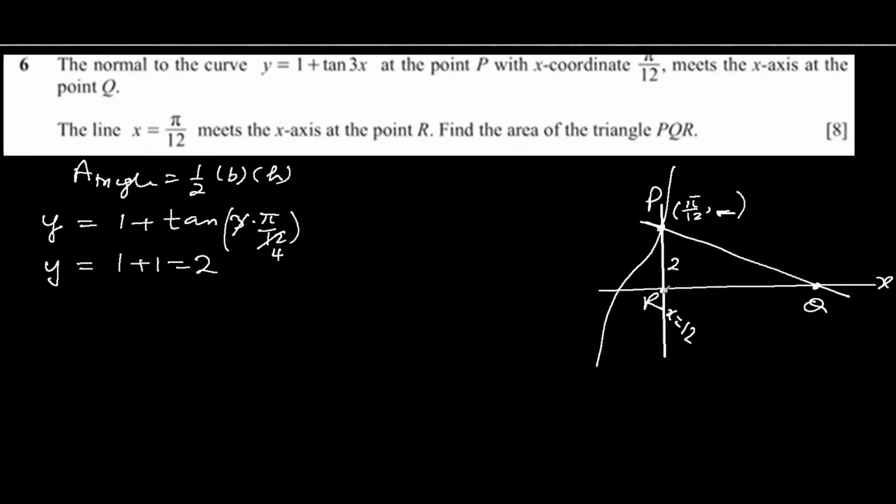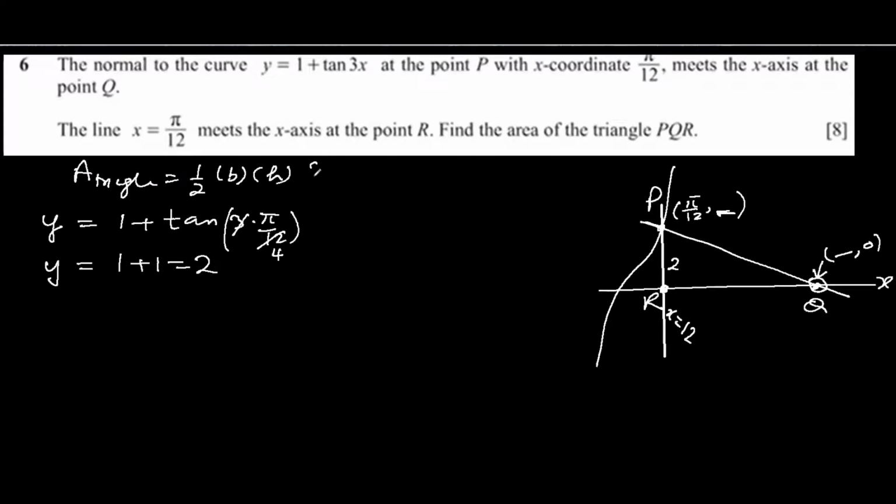Now we need to know the coordinates of Q, especially the x coordinate of this, because y we already know: since it's on the x-axis, the y coordinate is 0. So if we find this, we already know the x coordinate of R, so we can find the base also. So let's find the x coordinate of this. For that we need to find the equation of this normal.